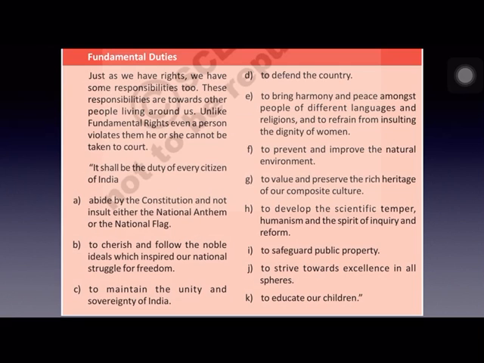To educate our children. This has been added to these fundamental duties recently. That means all parents are supposed to send their children to school; it is their duty. So these are the fundamental duties mentioned in the Constitution.